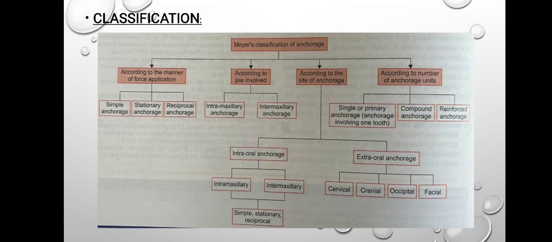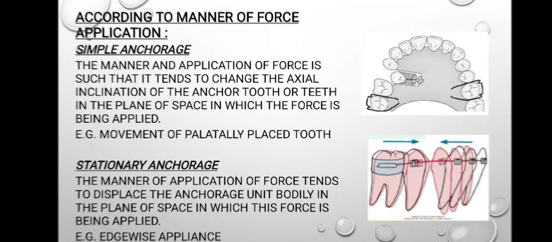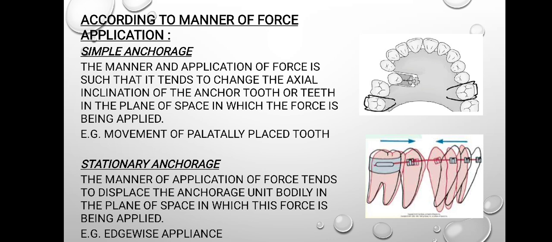Now we'll see its classification, which was given by Moyers. It is divided according to the manner of force application, according to the jaw involved, according to the site of anchorage and according to the number of anchorage units. Now we will discuss it one by one. First, according to the manner of force application, it is divided into simple anchorage, stationary anchorage and reciprocal anchorage.